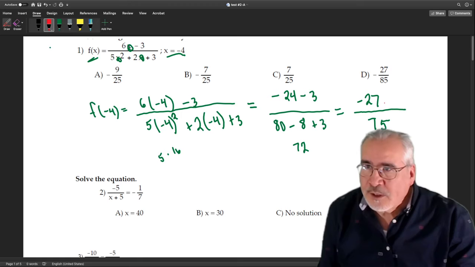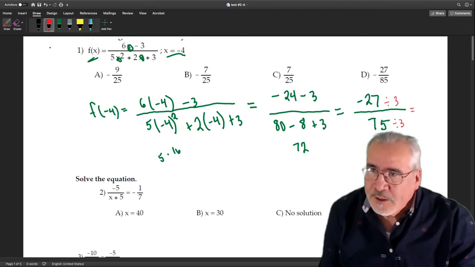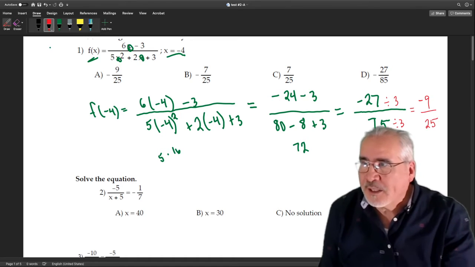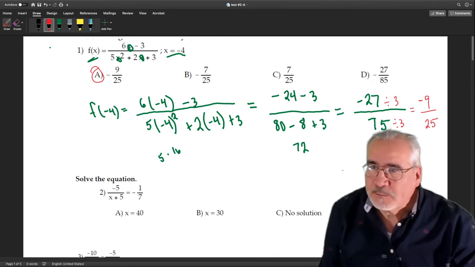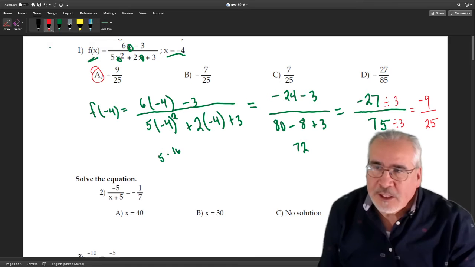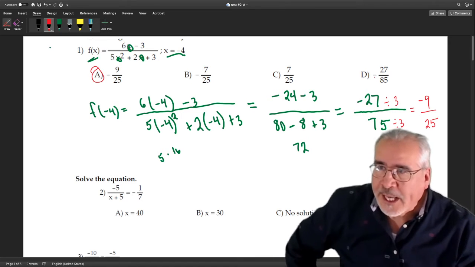I know that 3 goes into 27. Maybe 9 does. I don't think so, but we'll divide out a 3 of both of these. 3 goes into 27 9 times, so that gives us -9 on top. 3 goes into 75 25 times. So this is our final answer here, which is answer A. You could also get the decimal equivalent if you wanted to, but that's how we go about doing it by hand.